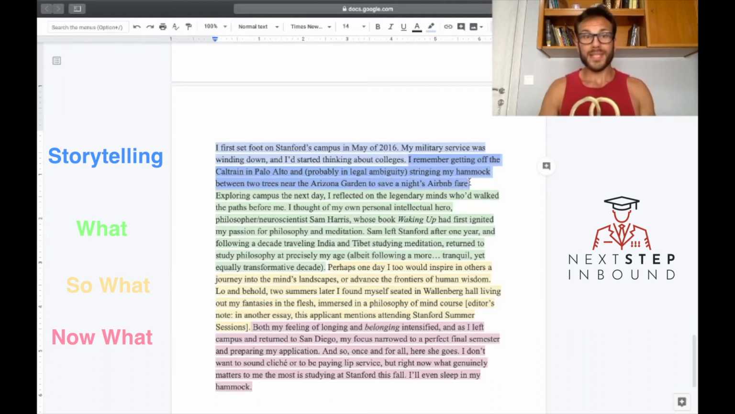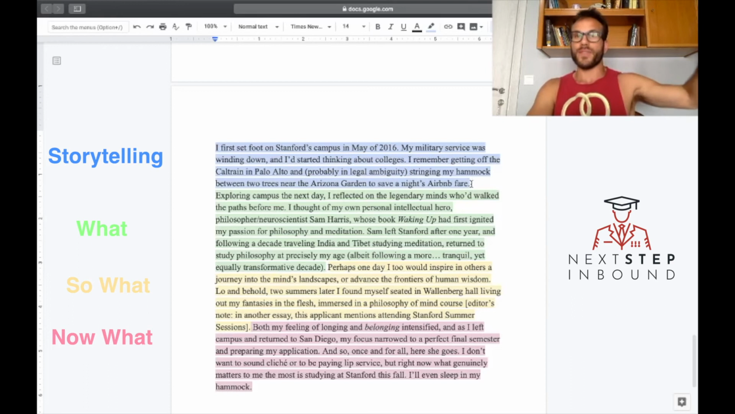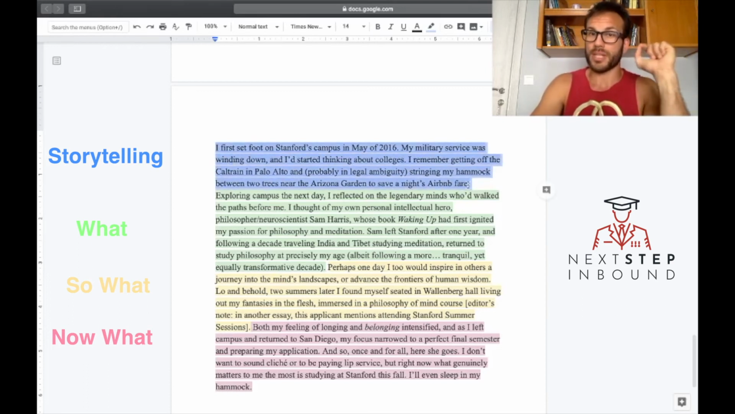All right, one sentence, super characterizing, super detailed, with this little snippet of probably legal ambiguity, right? In writing, we call that characterizing. That's voice. This author could have easily said, "A few years ago, I visited Stanford's campus," and skipped all this, right? But this is the storytelling part, the personal part. The voice comes out, the details come out, and now everything else has more credibility.